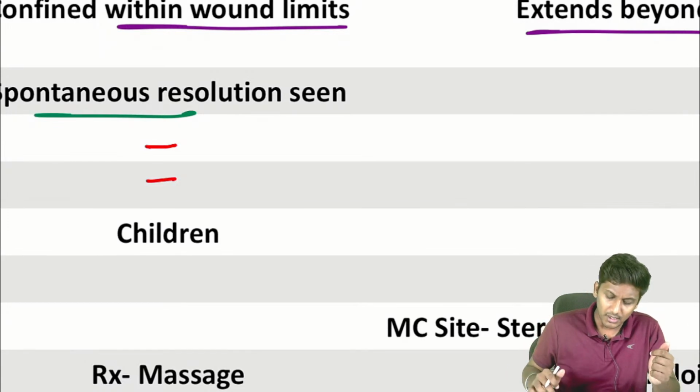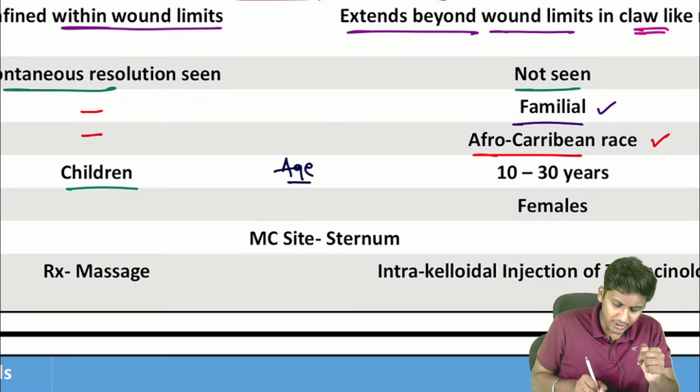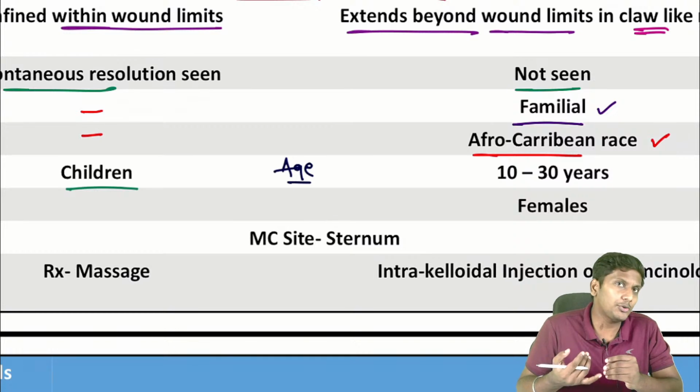That you have to remember. Next important is the age group. And this is important. If I talk about the age group, bache, hypertrophic scar is more common in children. I'm not saying that hypertrophic scars cannot occur in adults, but hypertrophic scars are more commonly seen in children. So if a child has a wound, definitely that can lead to a hypertrophic scar.